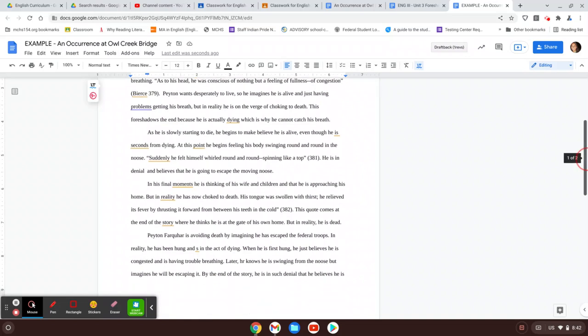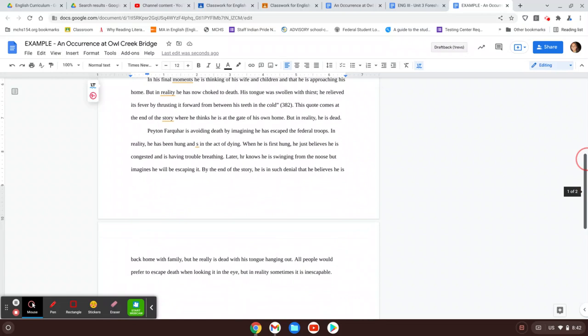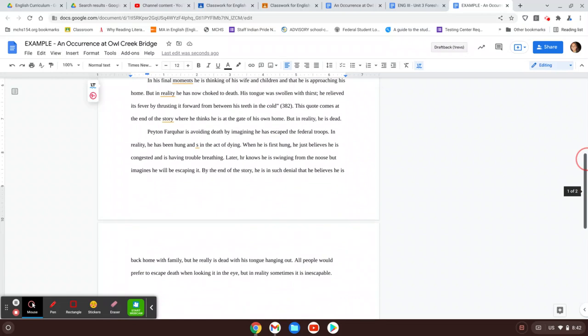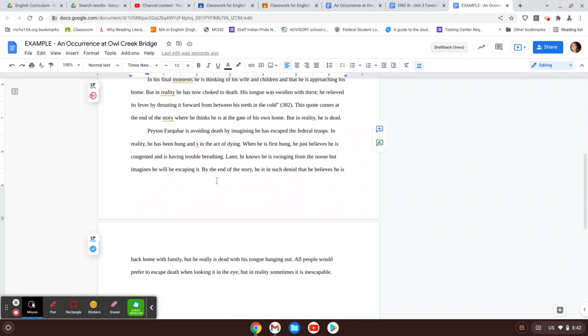So we've got 3 body paragraphs, and then we look at the end. This is a little bit longer conclusion, but Peyton Farquhar is avoiding death by imagining he has escaped. In reality, he has been hung and is in the act of dying. When he is first hung, he believes he's congested. Later, he knows he's swinging from the noose. By the end, he's in denial that he believes he's back home. All people would prefer to escape death when looking it in the eye, but in reality, sometimes it is inescapable.